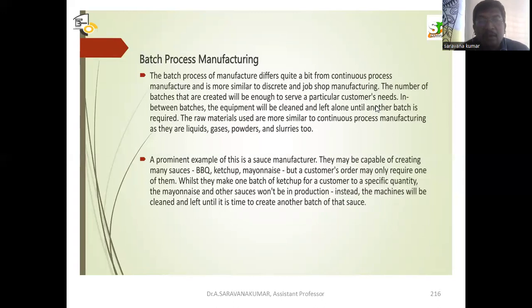A prominent example of this is a sauce manufacturer. They may be capable of creating many sauces, that is BBQ, barbecue nation, so everyone knows, and mayonnaise, but a customer order may only require one of them. Whilst they make one batch of ketchup for a customer to a specific quantity, the mayonnaise and other sauces won't be in production. Instead, the machines will be cleaned and left until it's time to create another batch of that sauce. So it's batch process manufacturing.